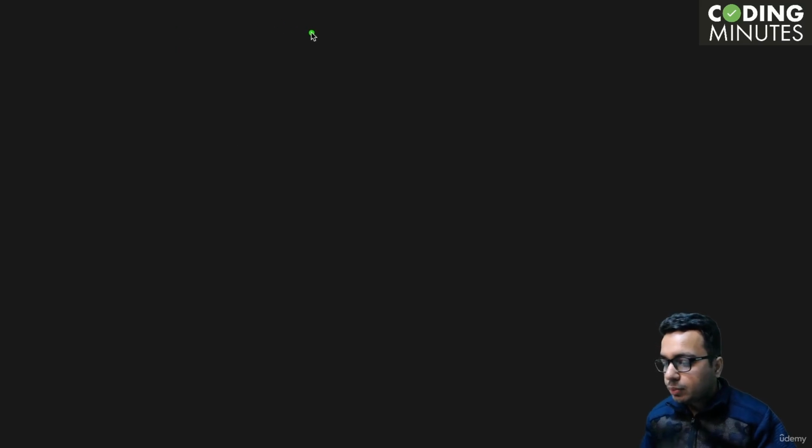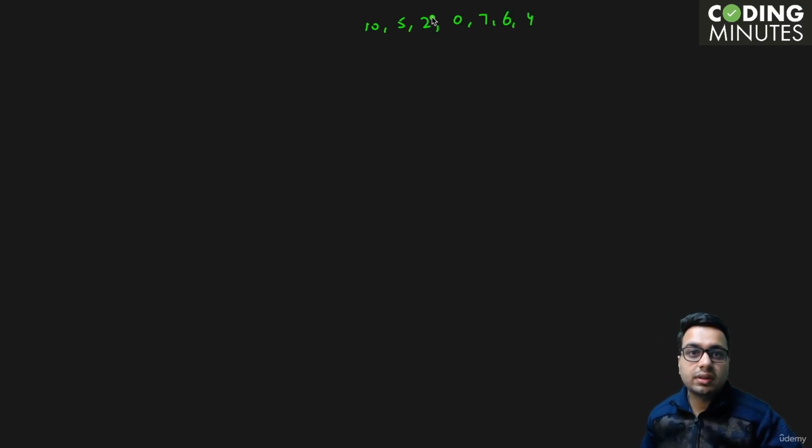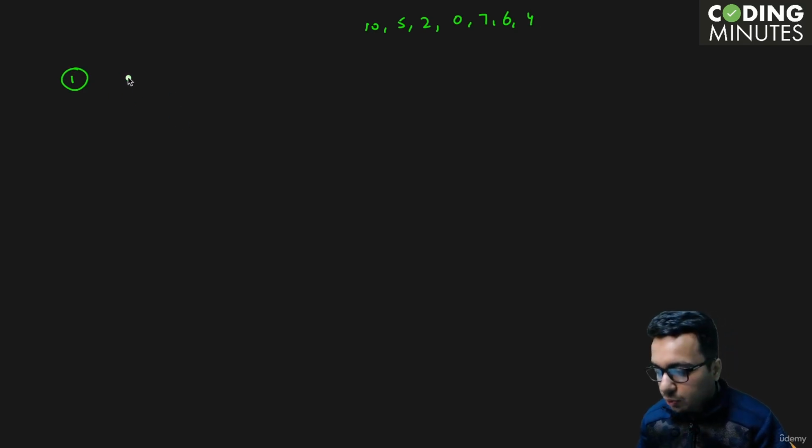So let's say given an input array which is like this: 10, 5, 2, 0, 7, 6, 4. So this was the input array given to us, and what merge sort says is we have three simple steps. The first step is you divide the array in two parts.